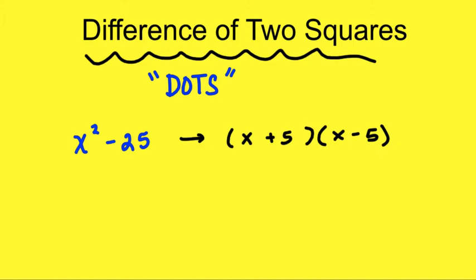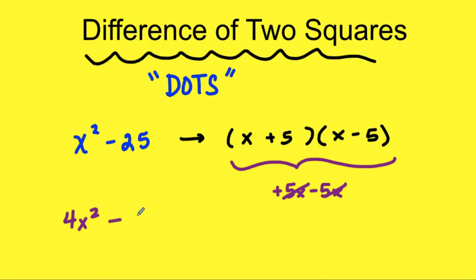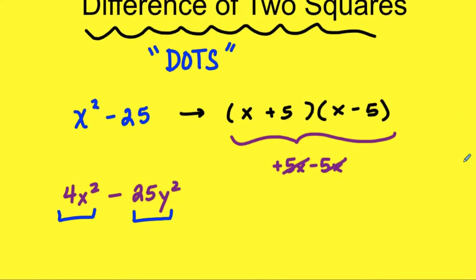Now, if you multiply these out, you're going to get a positive 5x in the middle and a negative 5x in the middle, which is why when we multiply these, we don't get a trinomial, we get a binomial. So x squared minus 25 is the difference of two squares. I could make it a little more challenging by putting 4x squared minus 25y squared. That is still the difference of two squares because both terms are perfect squares. So it would factor to 2x plus 5y and 2x minus 5y.